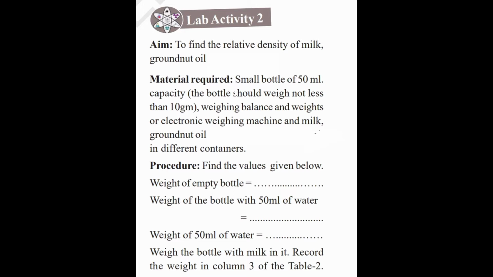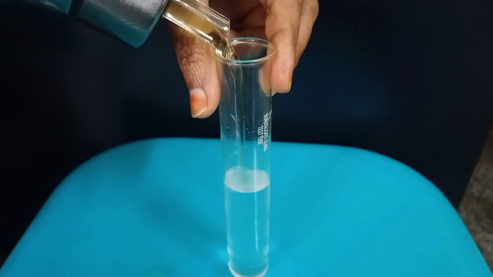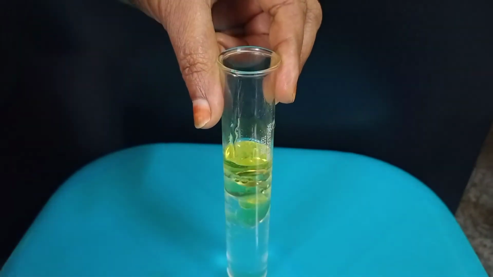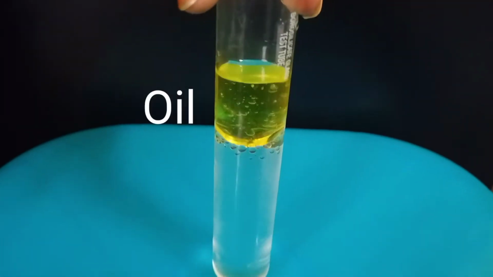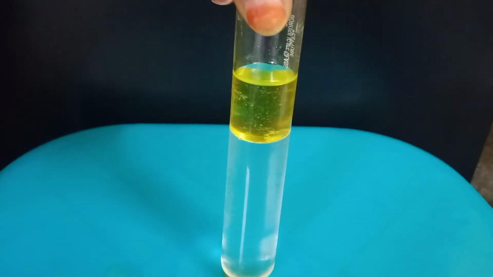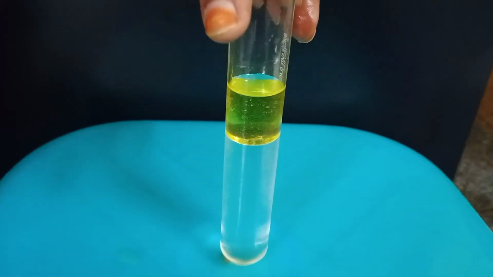Calculate the relative density of each liquid by comparing the weight of the liquid with the weight of the same volume of water and record the values. Children, watch the video carefully to find the answers for the following questions. First one, which liquid will float on top if groundnut oil is poured over water? The answer is groundnut oil.